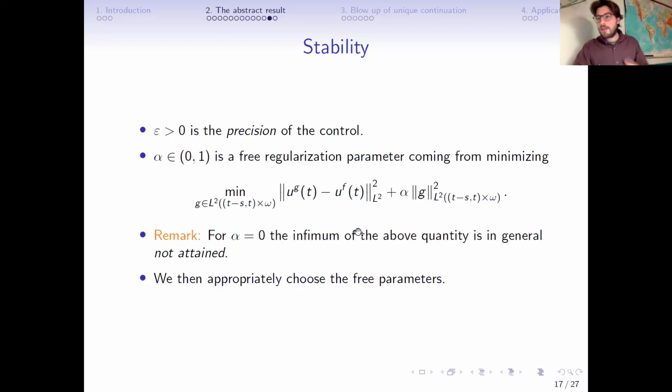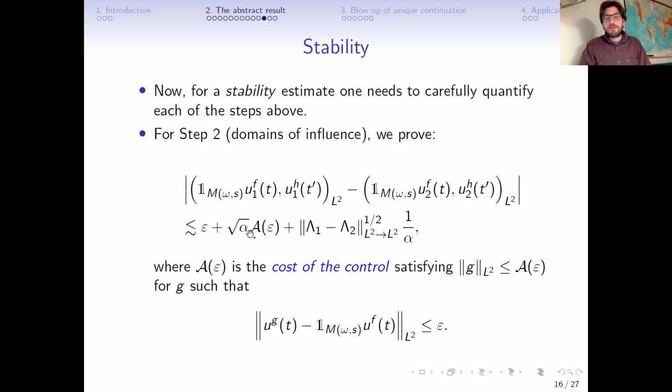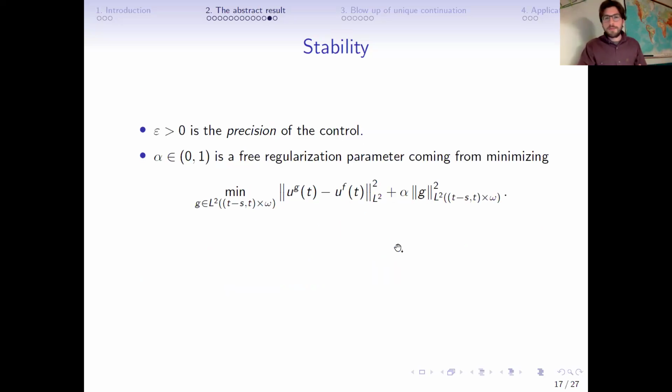But for the wave equation, there is a necessary and sufficient condition for exact controllability, which is the famous geometric control condition. And this is essentially never satisfied in our case, in the domain where we apply this for domains of influence. So it's really a problem that we have to minimize. So yes, that's the main point. You have to very carefully take each of those steps and quantify, and the key quantity that appears is this interplay between precision of the control, cost of the control, and regularization.